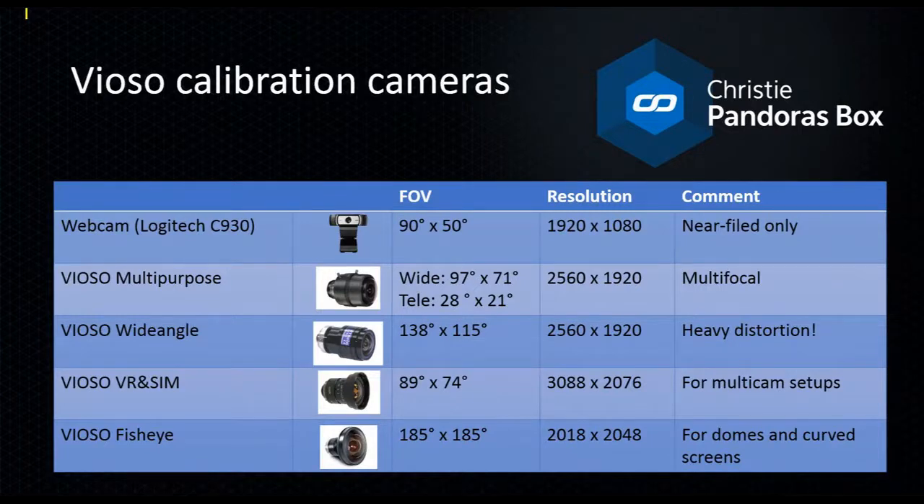So in enclosed environments, a webcam already does a good job. But when you go to larger setups, fixed setups with fixed installed cameras, there's a selection of cameras that we provide. Multipurpose is a camera with a zoomable lens, so you can install it in several places. It's good as a multipurpose weapon in your pocket.